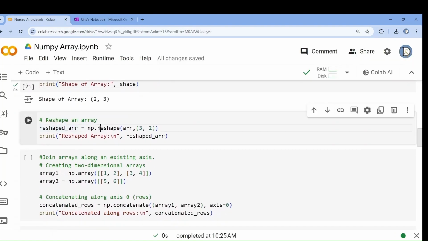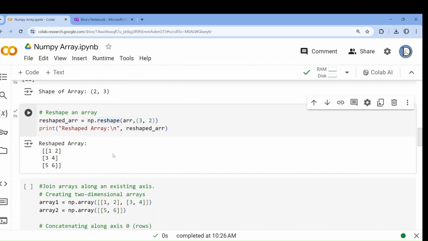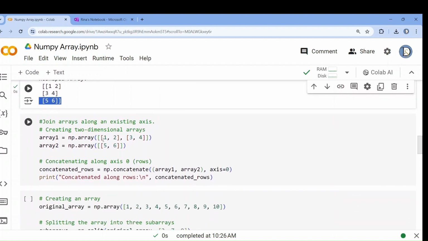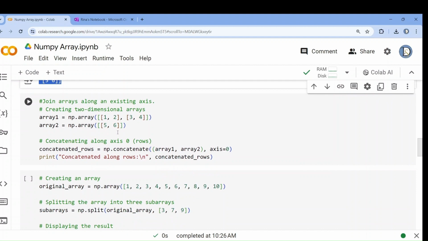Now how can I reshape it? By using the reshape function. If you use the reshape function, it will be reshaped into 3 rows, 2 columns. See, 3 rows, 2 columns. 1 row, 2 row, 3 row. Fine. Now suppose I have an array of 1, 2, 3, 4, and another array of 5, 6.